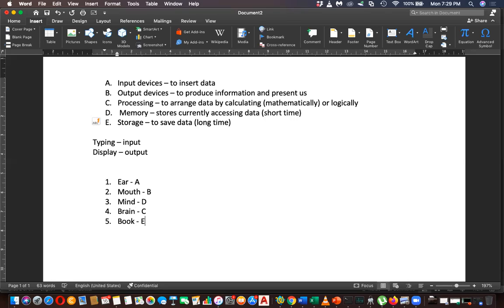E. It is your E. Yes. If you can understand this, very good. That's how we find input devices and output devices in the computer.